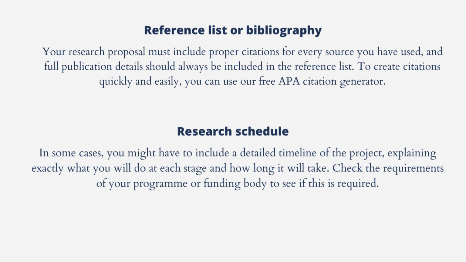Reference list or bibliography. Your research proposal must include proper citations for every source you have used, and full publication details should always be included in the reference list. To create citations quickly and easily, you can use our free APA citation generator.